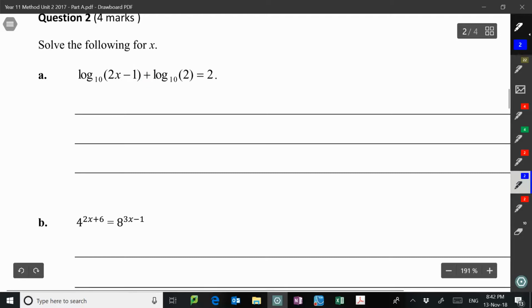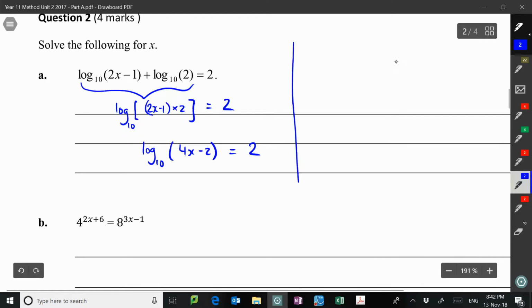Okay, so with the rules, when you add the logs, you will times the insides. Okay, so I'm going to simplify this problem by using log rule number 1. So I'm going to simplify as log 10 of, now it's 2x minus 1 multiplied by 2. Okay, because when you add them, you can simplify it as 1 log, and you multiply both the insides, so 2x minus 1 times 2, and on the right-hand side, still equal to 2, right? Now, if I expand it, this gives me log 10 of 4x minus 2 is equal to 2.